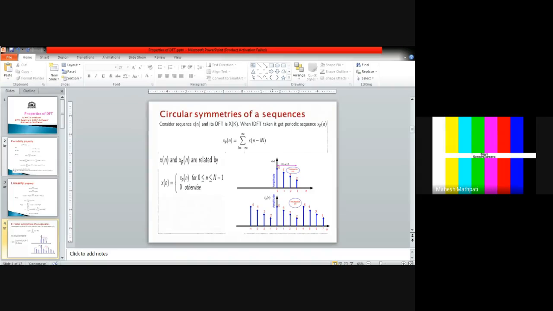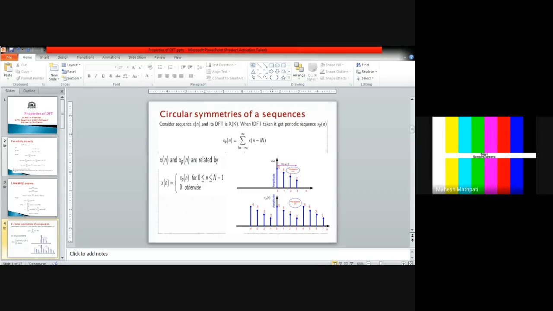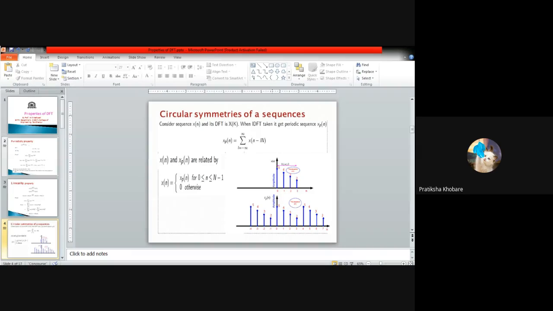Have you understood this part? So these equations we have already used in the definition of DFT and IDFT derivation. Yes, sir. Can I move to the next part? Yes, sir.